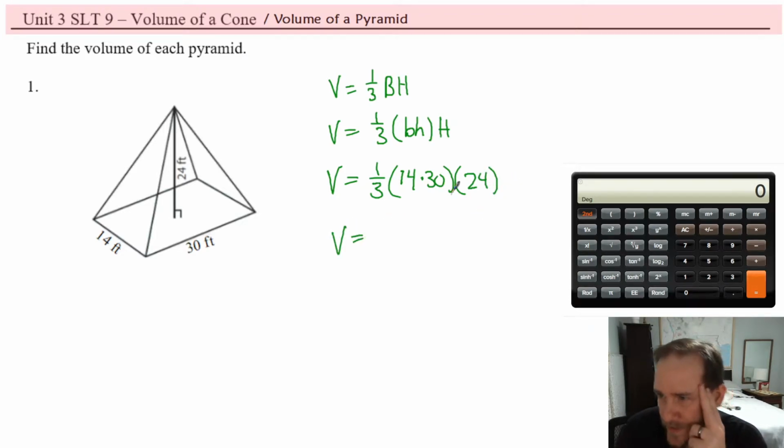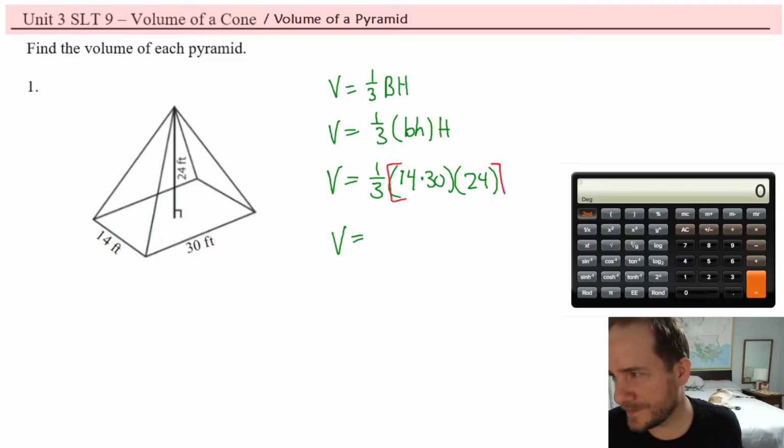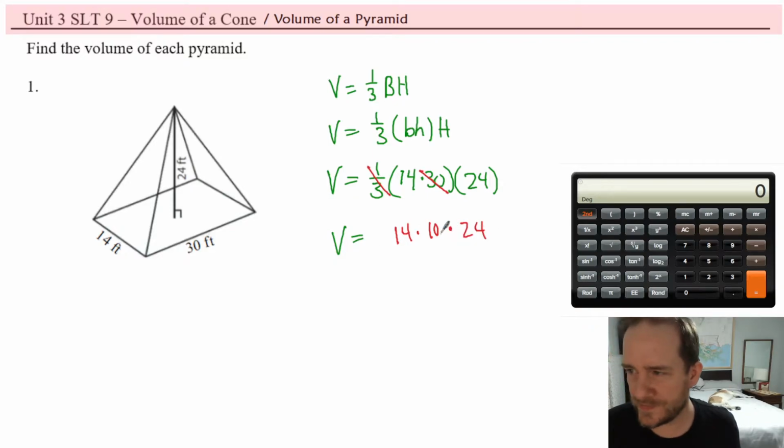Alright, so now that we've got a third, we're back to having these choices. Do you want to just multiply everything together and then divide by 3? Or do you want to do what I do, which is I usually look for a number that's cleanly divisible by 3. I could divide the 30 by 3 or the 24. Let's do the 30. If I take a third of 30, then I'm now going to have 14 times 10 times 24.